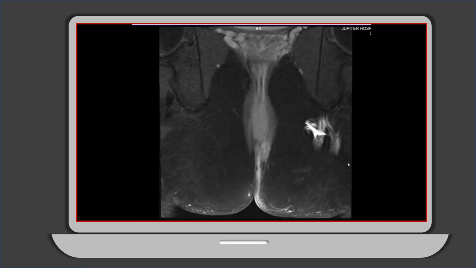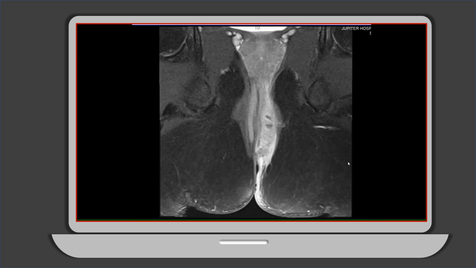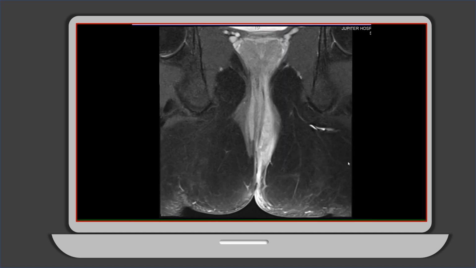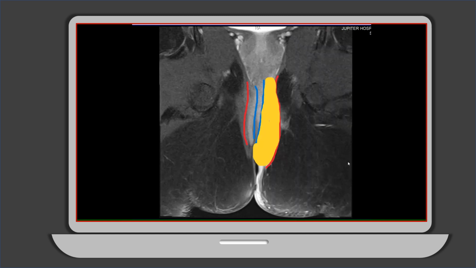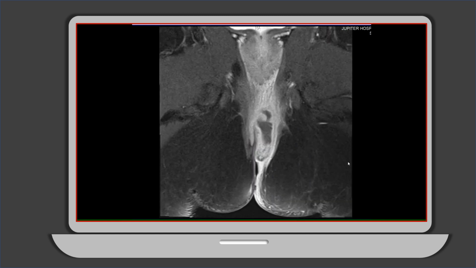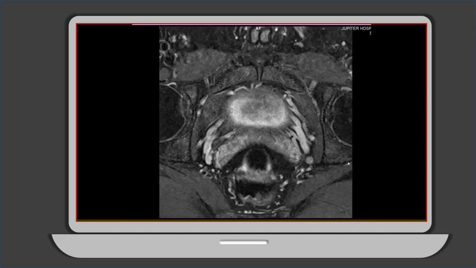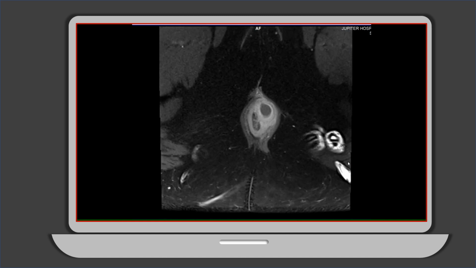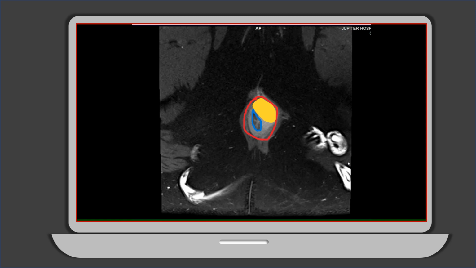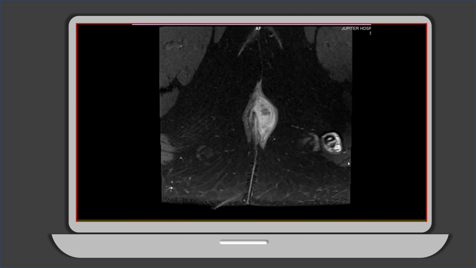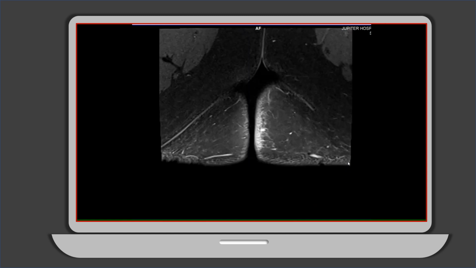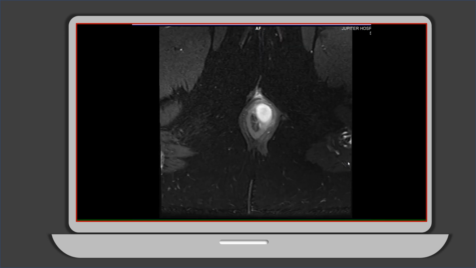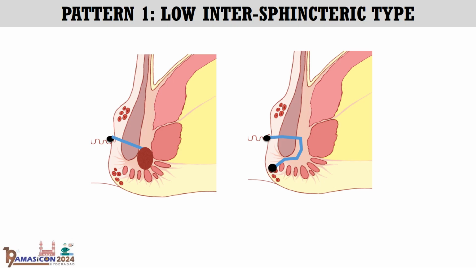This is an MR fistulogram of a patient having an intersphincteric abscess. We can locate it in the coronal section. There is an intersphincteric abscess. The radiologist is quite confident that the disease is limited medial to the external sphincter, in the intersphincteric space. So this is a case of a low intersphincteric type of fistula.